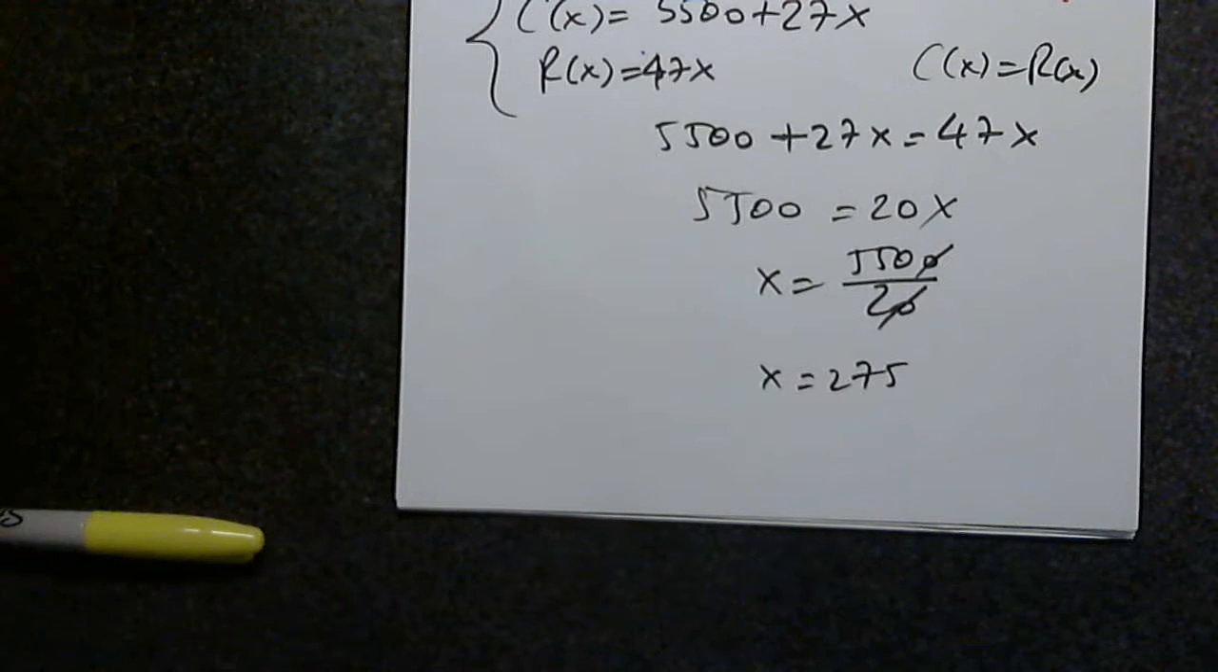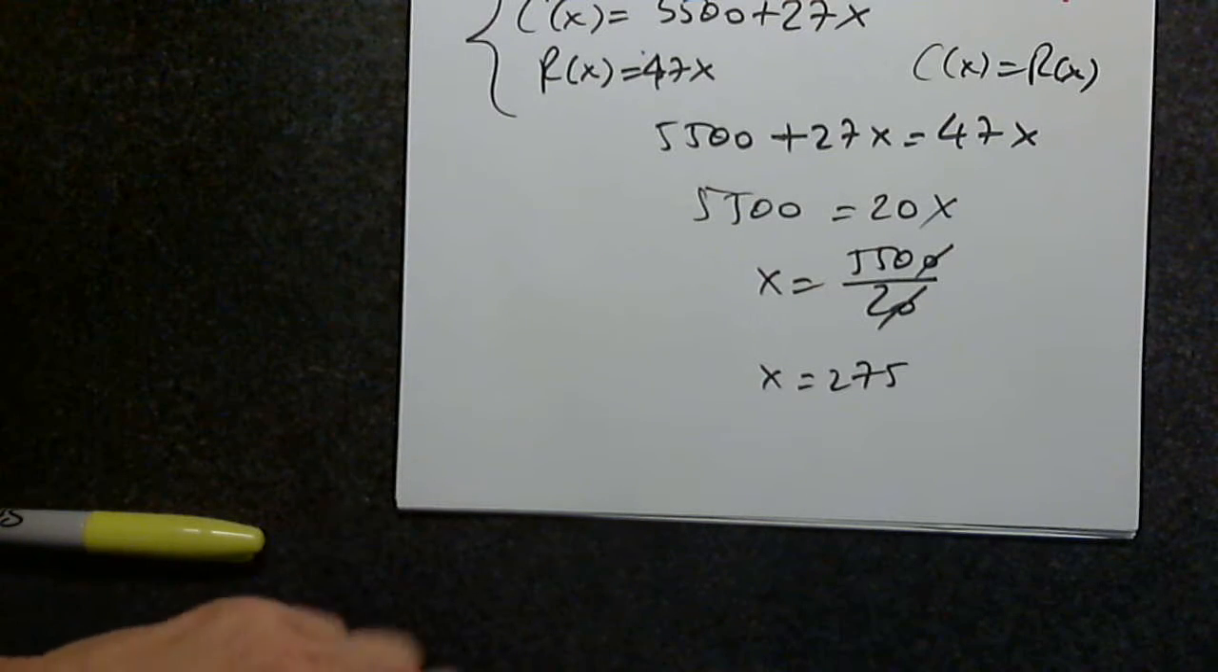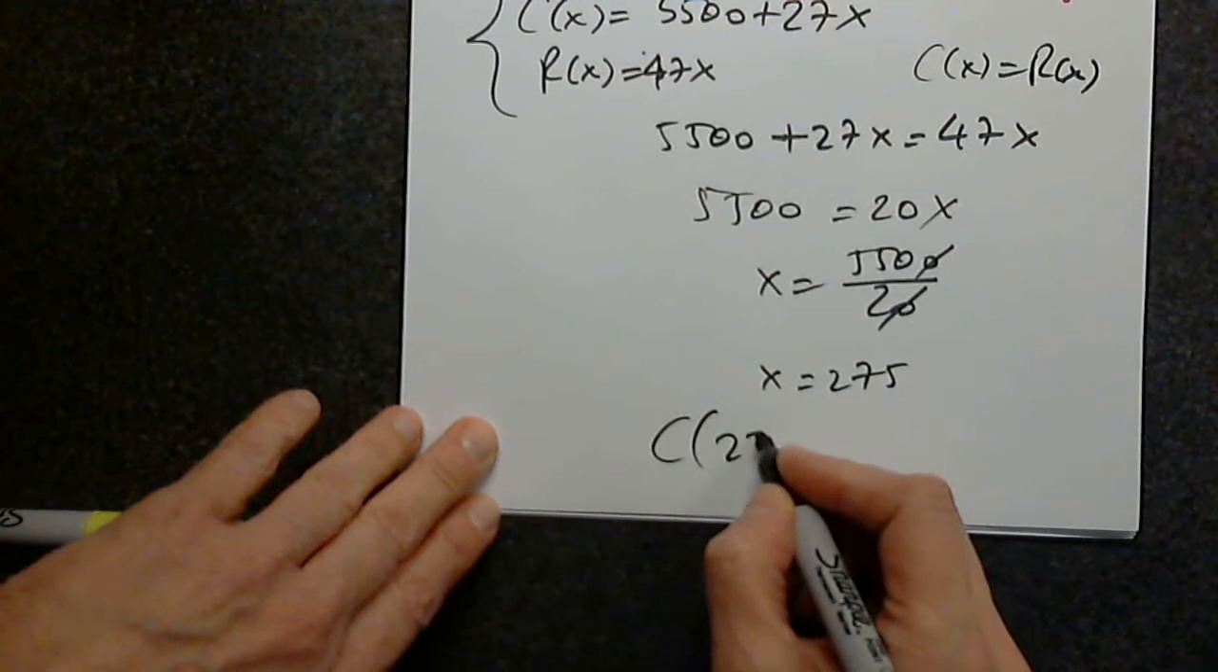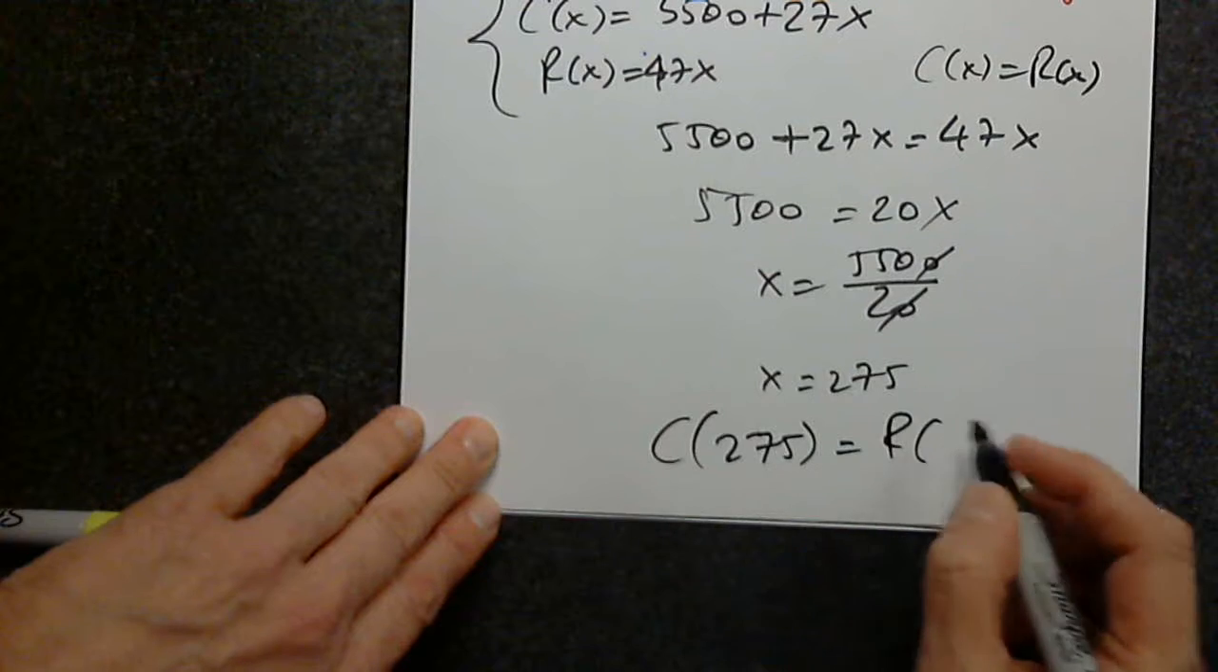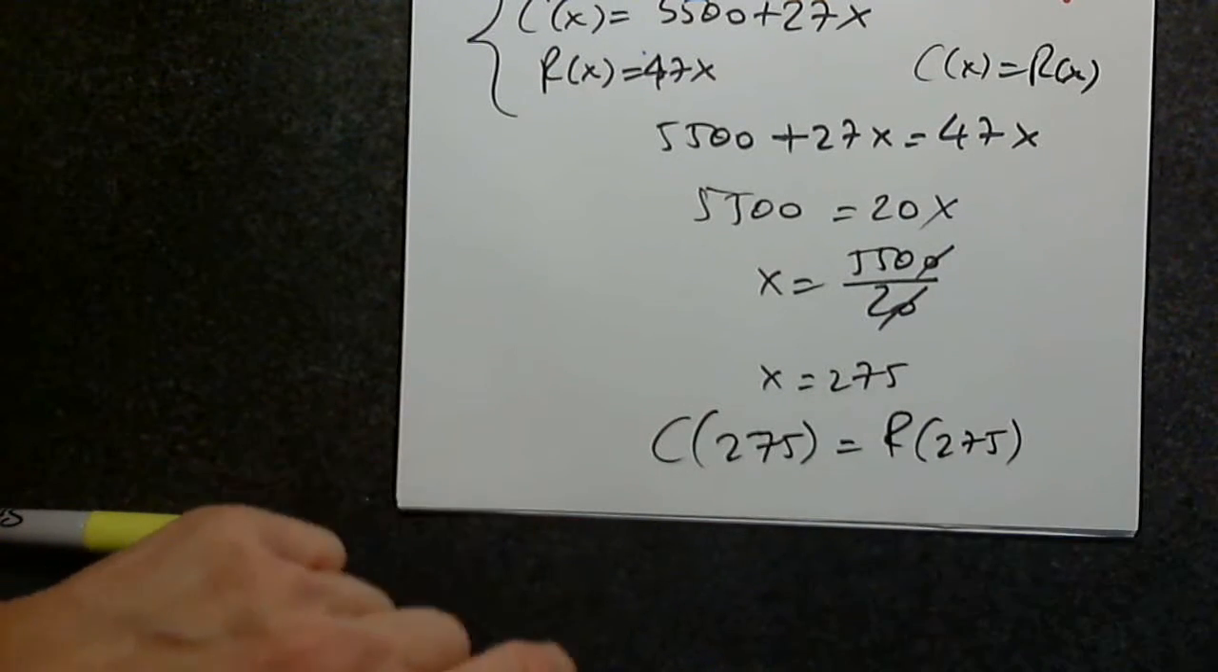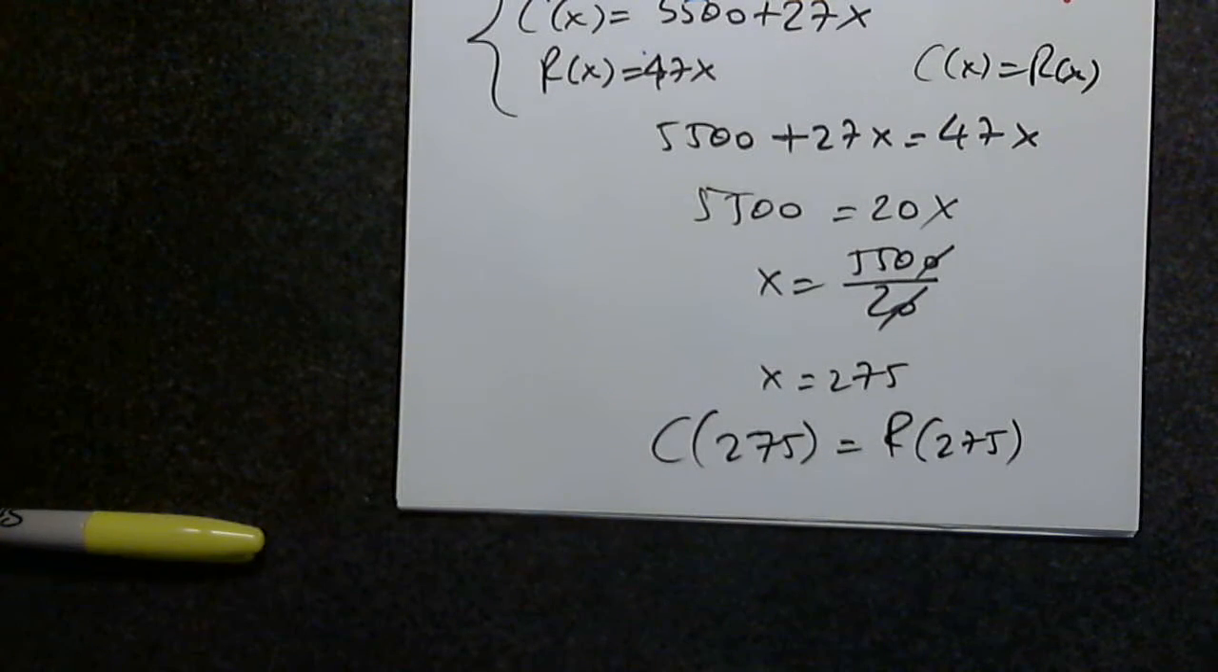So the question was asking us to determine the number of radios that must be produced and sold in order to break even. What if we're asked to find the cost or the revenue at that point? How will you determine that? Exactly. So the cost of 275 will definitely have to equal the revenue of 275 because that's what the break even means, right? Revenue equals cost. Very good.